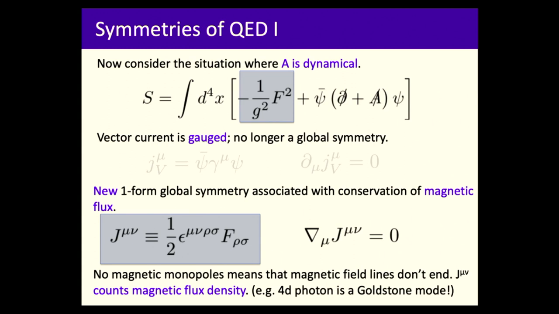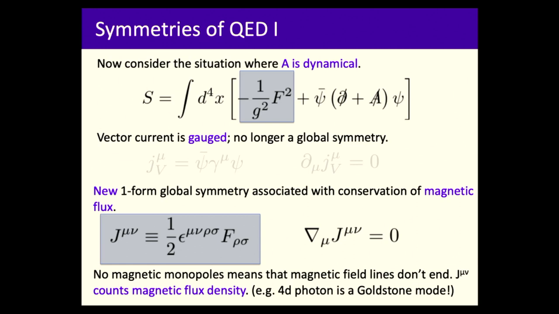But there is a new one-form symmetry associated with the conservation of magnetic flux. Okay? This J mu nu, which is epsilon contracted against F, is obviously conserved by the Bianchi identity. And what that means is there is a one-form global symmetry associated with this. What this is doing is, you see, magnetic field lines are strings, and they don't end. They're conserved. This is just telling you that magnetic field lines are conserved. So J mu nu just counts magnetic flux density.